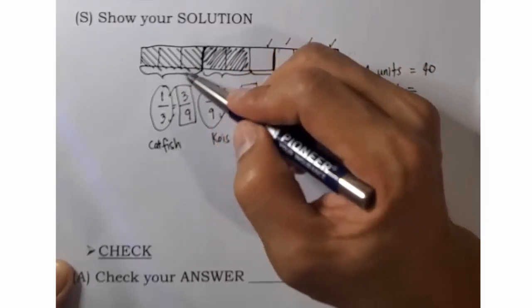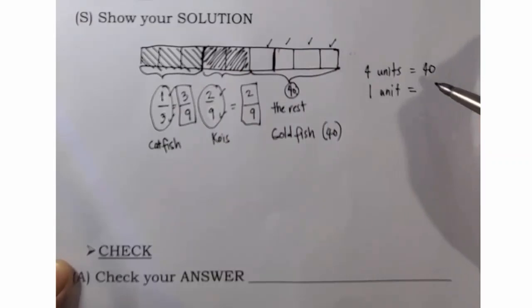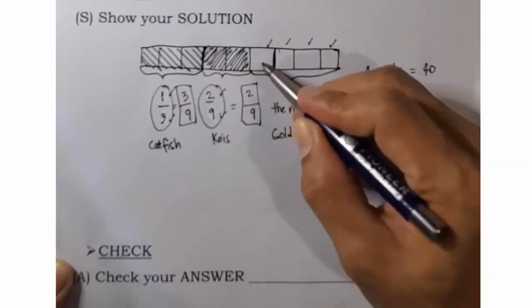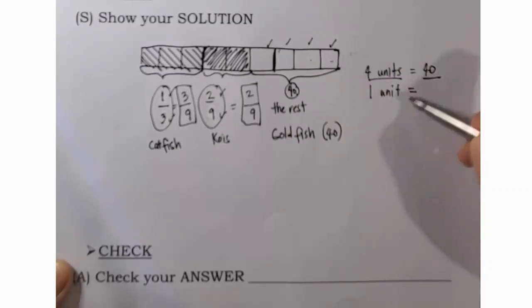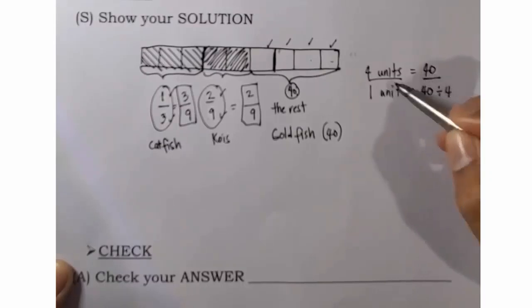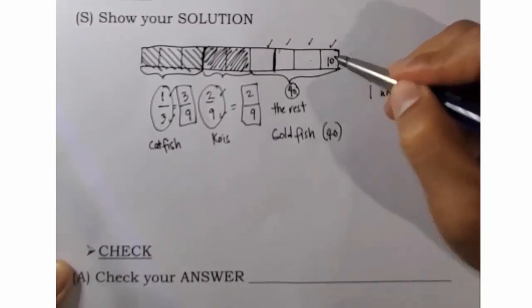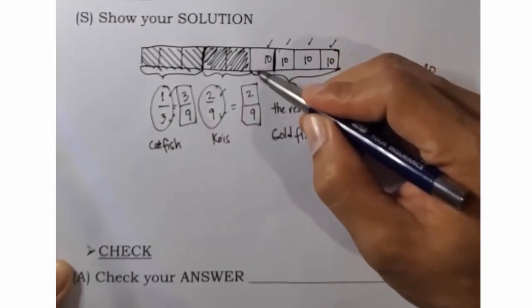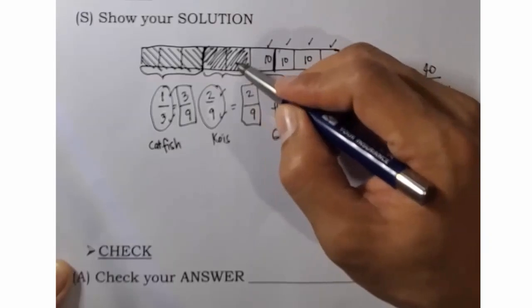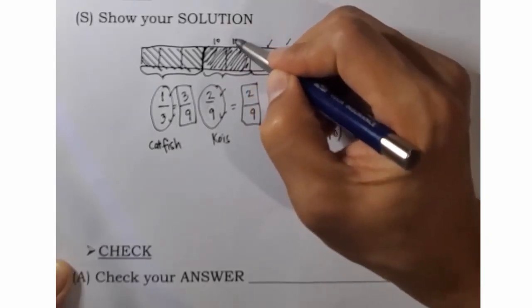Malalaman natin kung ilan yung catfish. So, halimbawa, we have here 4 units, 1, 2, 3, 4, and that is equal to 40. In order for us to get 1 unit, that is equal to 40 divided by 4. So, 1 unit now is equal to 10. Dahil alam na natin each unit is equal to 10, and this one is equal to 2 units, so this is also equal to 10 and 10.